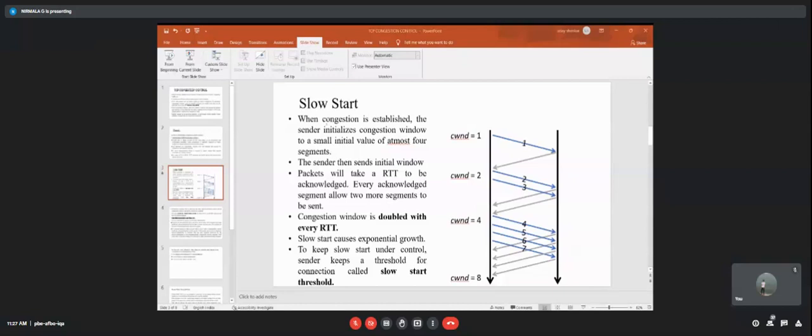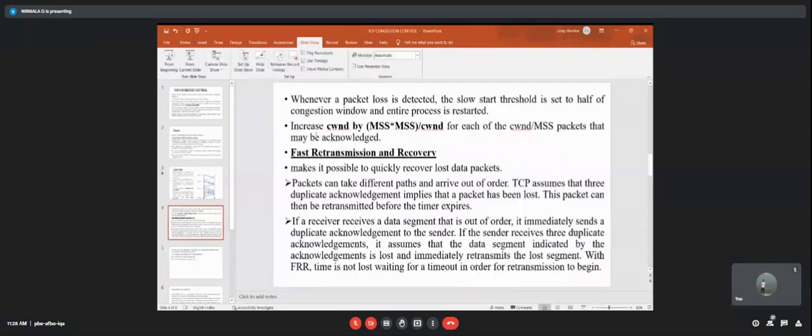Okay, so for the next time, 2 packets can be sent. Then after the acknowledgements are received from the other side, now you can see the congestion window is doubled. In the previous it was 2, now it has become 4. It means that 4 segments can be accommodated. Then again for the next clock cycle, the congestion window will be doubled.